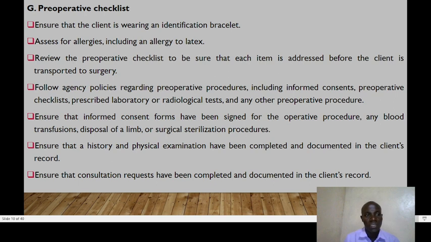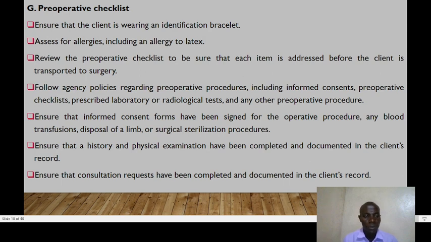For the preoperative checklist, ensure that the patient is wearing an identification bracelet. You assess the patient for any allergies, including allergy to latex. Review the preoperative checklist just to be sure that each item is addressed before the client is transported to surgery. You follow the agency's policies regarding preoperative procedures, including informed consents, preoperative checklists, prescribed laboratory or radiological tests, and any other preoperative procedure.